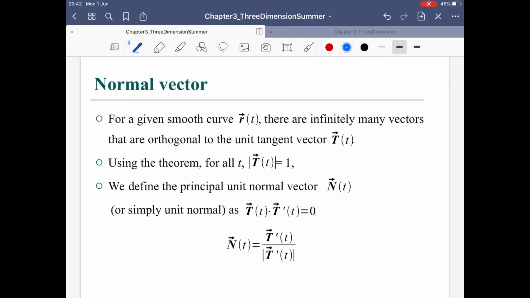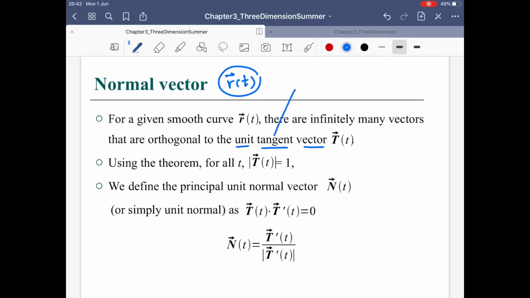Hello everybody, this is video clip number 11 of our chapter 3. In this video clip, we still consider the vector function r(t), and as we have our vector function r(t), we can introduce other vectors involving this vector function. The first one is the unit tangent vector.